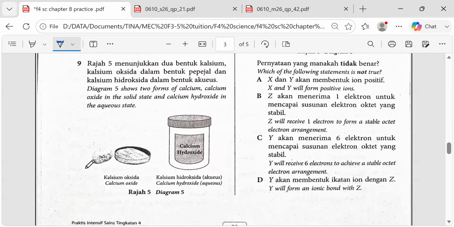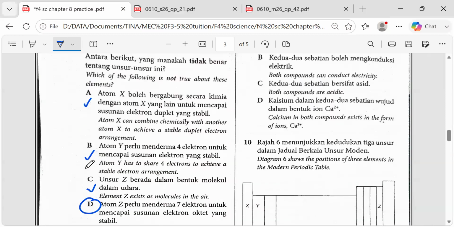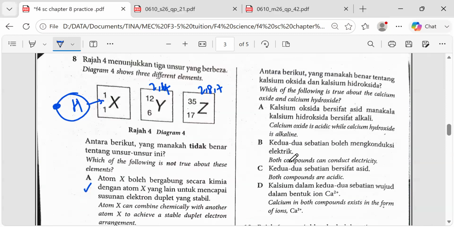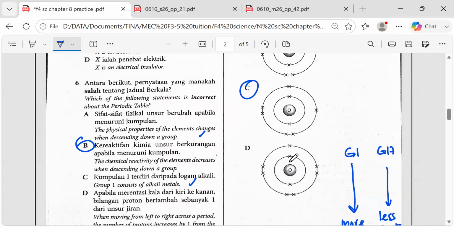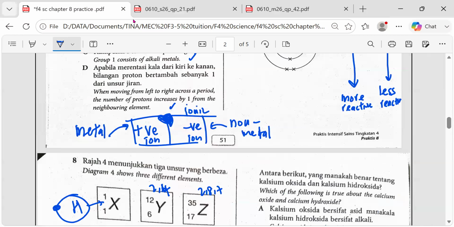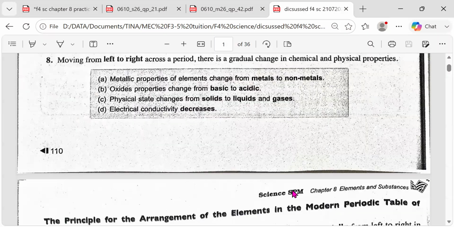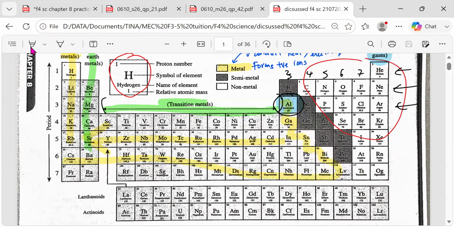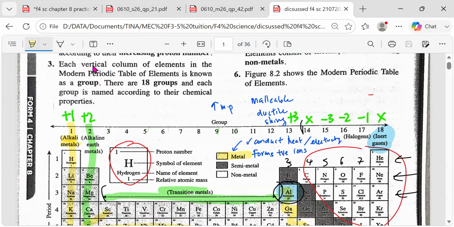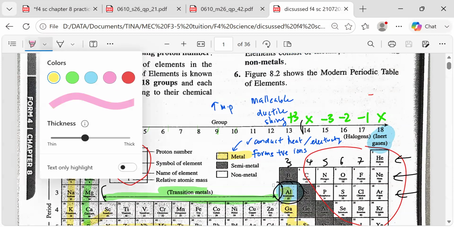Calcium oxide and calcium hydroxide. I'm going to go back to the periodic table. Let's look at the periodic table again. Remember, everybody on this side is a metal, right?